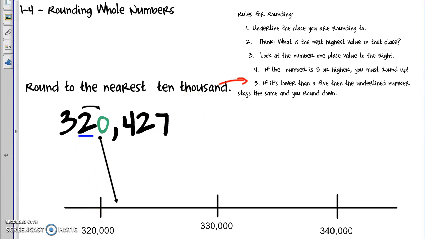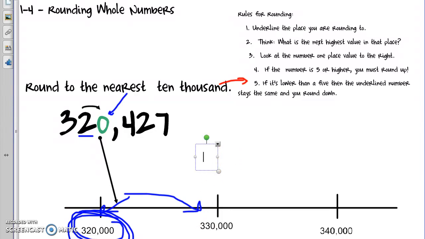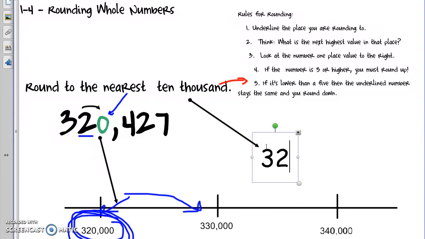So we can either go up to this number or we can go down to this number, and we are going to round down because this is a 0. So this number, it's already written for us right there. This is going to be our answer. Our answer is, let's see, I'll draw a little arrow right here. Our answer is going to be 320,000. Cool.